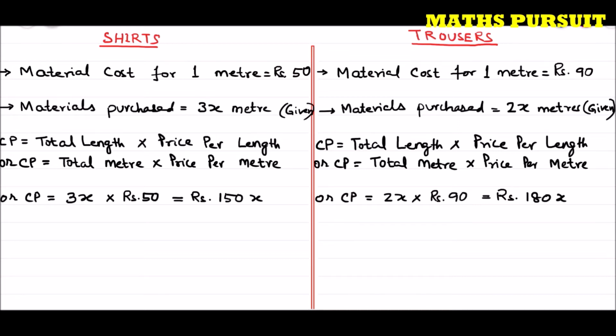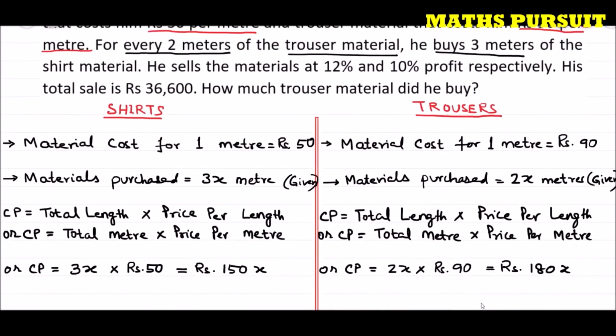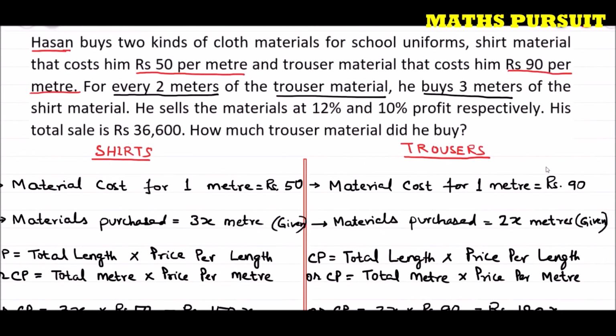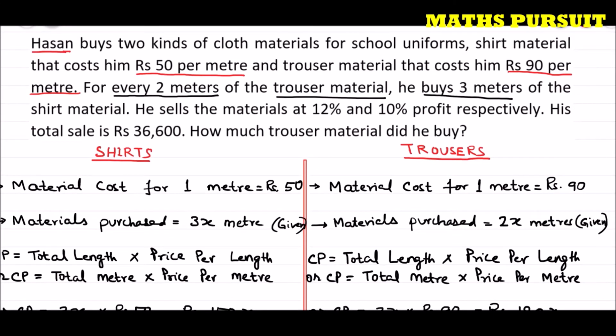Now guys, if you look at the question further, let us see what we are seeing here. You will notice that he sells the materials at 12% and 10% profit respectively. That means 12% for shirt materials and 10% profit for trouser materials, because the word respectively is given. So the first percentage is for shirt material and the second percentage is for trouser material.